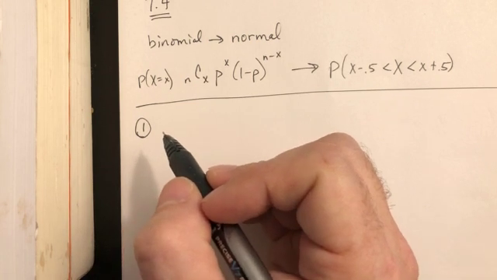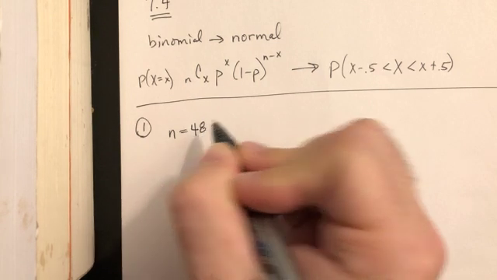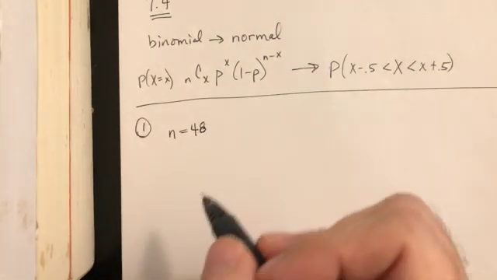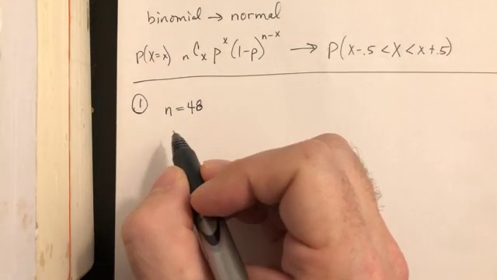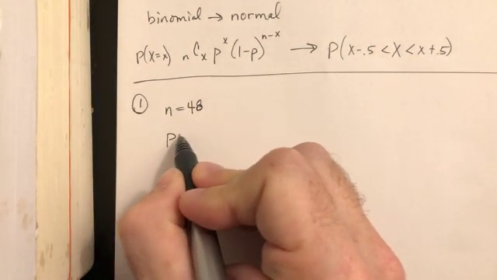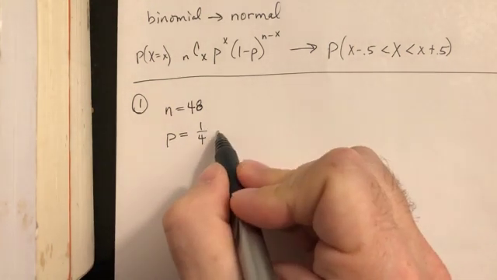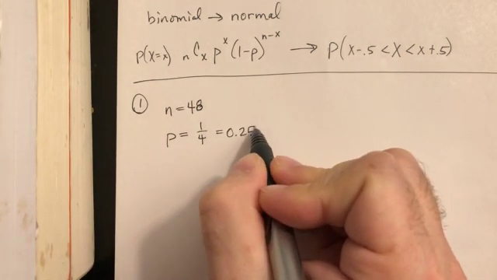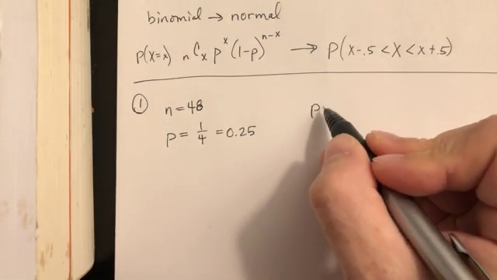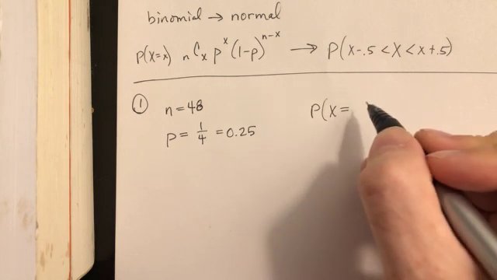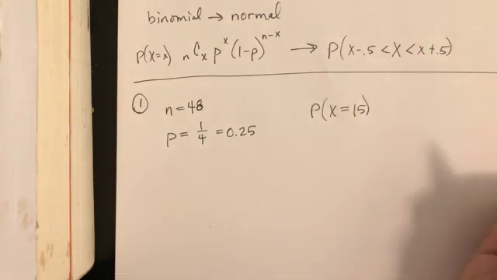All right, so with number one, you have 48 questions. So n is 48. That's the total number of questions. And this person is just guessing, which hopefully is not what you're doing on the quiz. The probability of getting it correct is 1 out of 4, right? There are 4 answer choices and 1 is correct, so that's 0.25. Okay, so what we want to do is find the probability of getting exactly 15 correct answers.